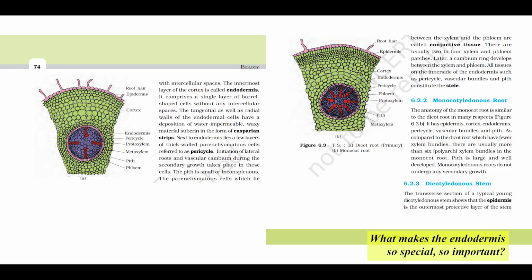What makes the endodermis so special, so important, is the presence of the Casparian strips. These are unique band-like depositions of a water-impermeable waxy material called suberin. You find these strips on the tangential walls, top and bottom, as well as the radial walls, the sides of the endodermal cells. Now listen carefully, this is a super important feature, a real favorite for exam questions.